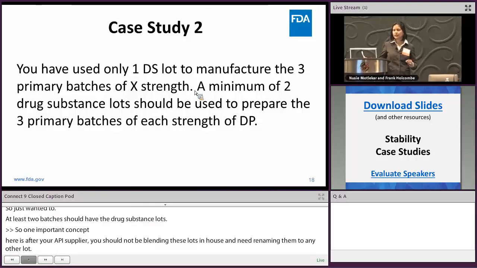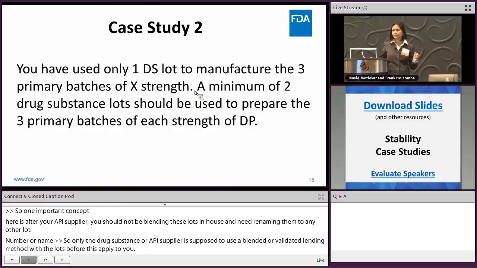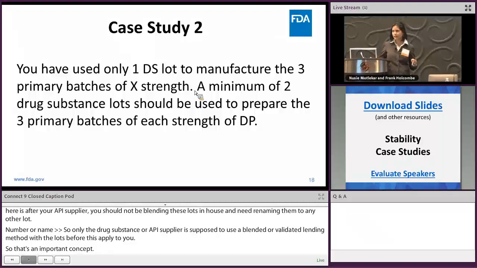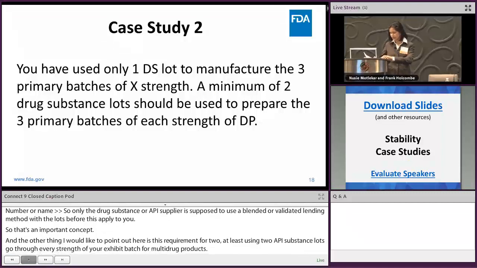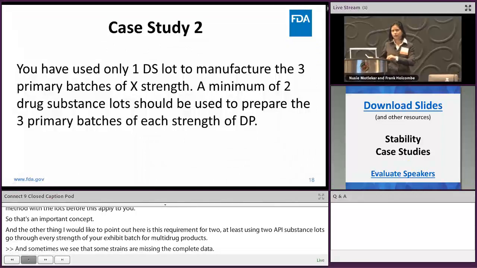And the other thing I'd like to point out here is that this requirement for at least using 2 API or drug substance lots goes for every strength of your exhibit batch in case of multi-strength drug products. Okay? And sometimes we see that some strengths are missing the complete data. So again, takeaway for this slide is to remember to use at least 2 drug substance lots.